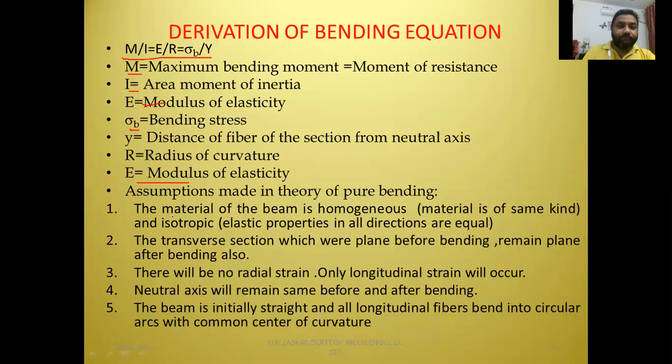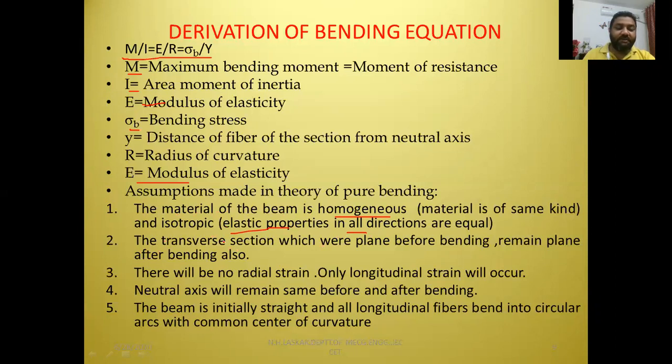Now, before going into the derivation, we have to know a few assumptions that will be used in deriving the equation, the assumptions made in the theory of pure bending. The very first assumption is that the material is homogeneous. Homogeneous means the material is of the same kind, and it is isotropic. That means the elastic properties in all directions are equal.